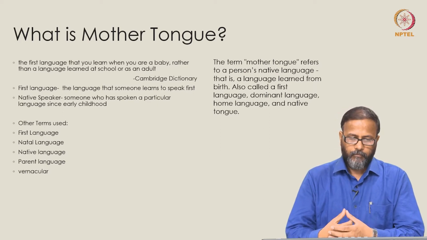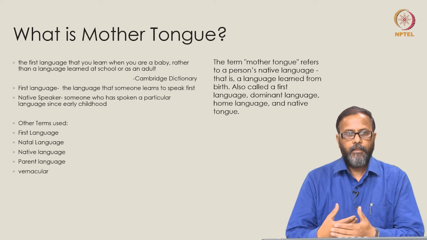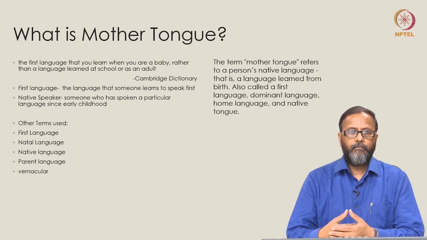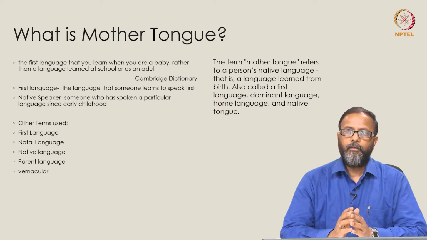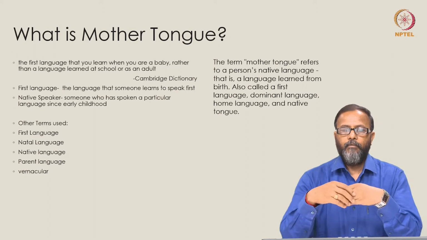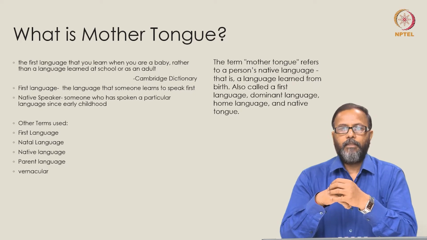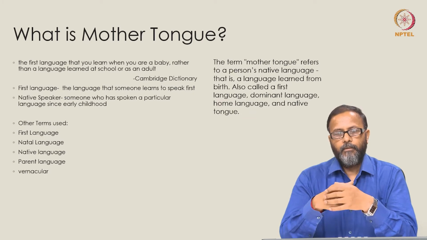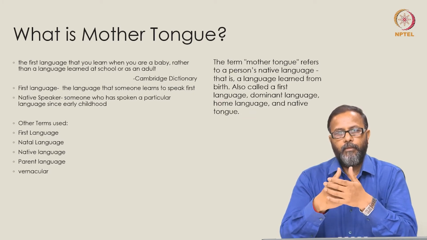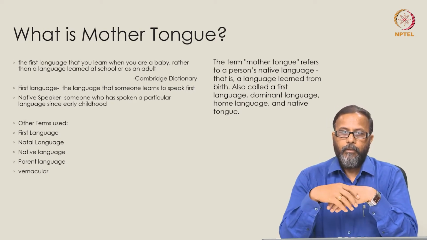It has various designations like first language, natal language, native language, parent language, or vernacular. But one thing is for sure, that we start our linguistic journey with our mother tongue, the first language, and then by and by we may acquire more languages. You can have a second language, third language, fourth language. People who speak many languages are polyglots.